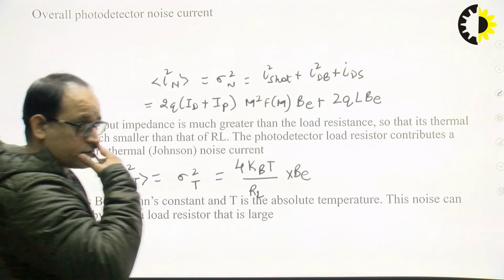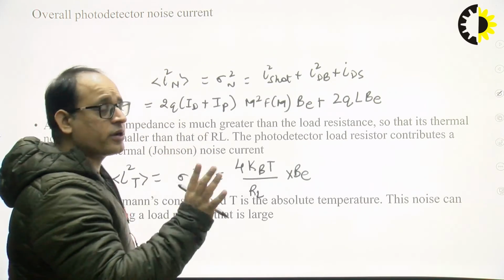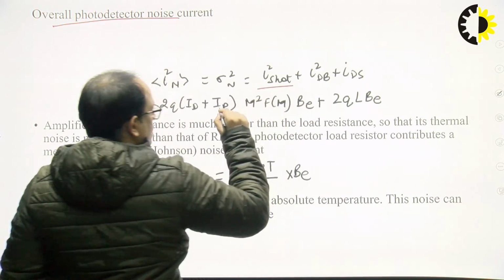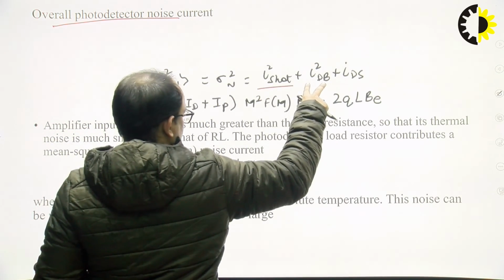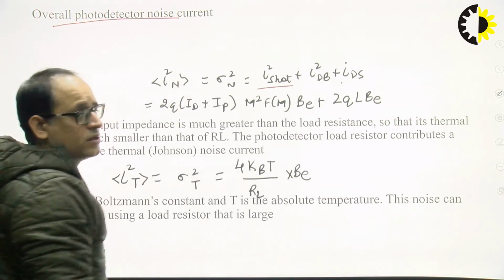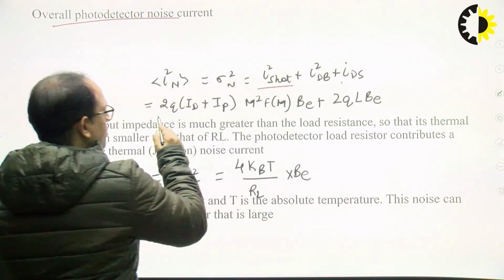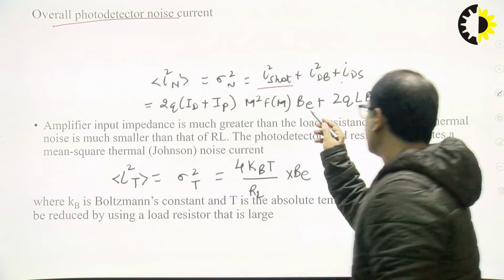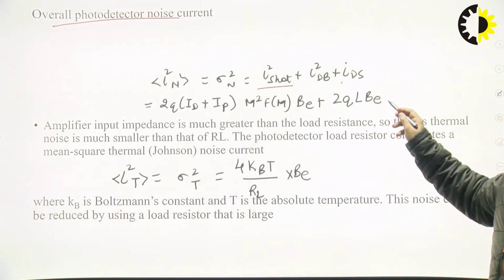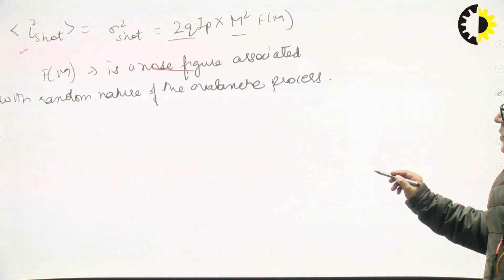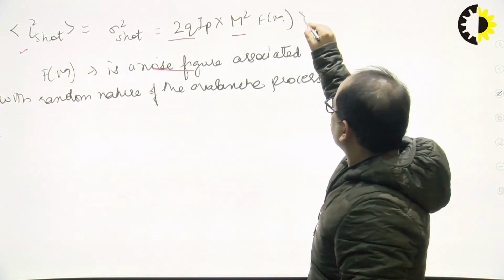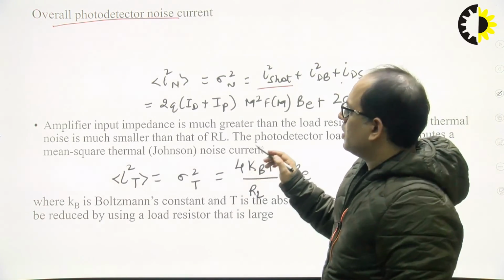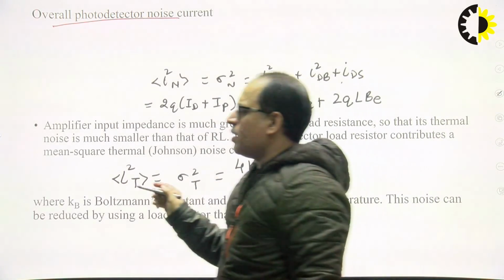So the overall photodetector noise current will be equal to the signal noise due to shot noise, due to dark current noise, and due to the surface leakage current. The combination of all these gives 2q(I_d + I_p) M squared F(M) B plus 2 q I_L B. Here B will also be there. So now the amplified noise has been considered. Now we will consider the amplifier noise.